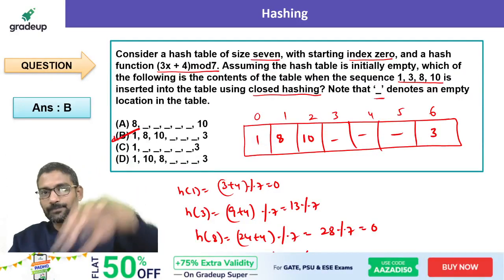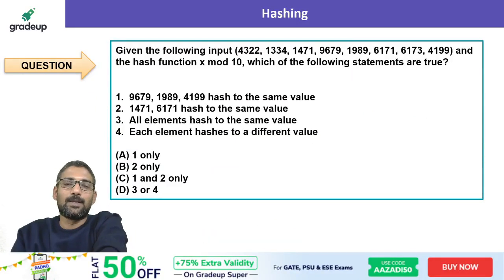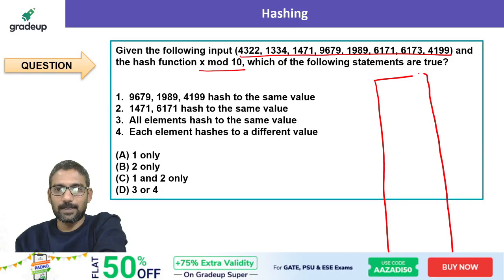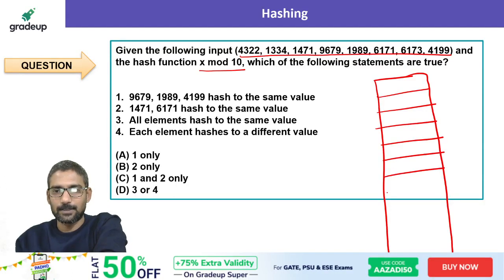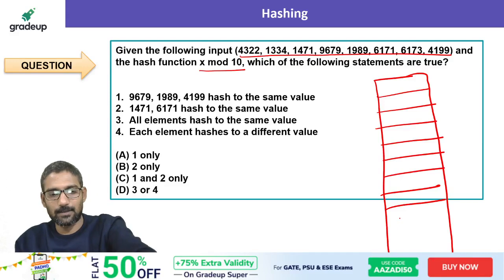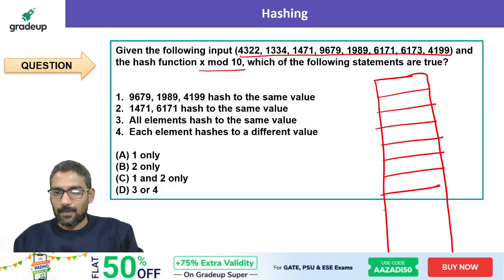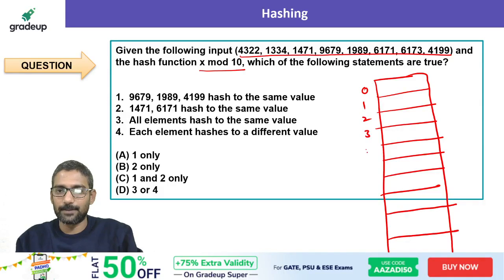Okay, last question of the day. Consider the following input, with hash function x mod 10. Which of the following statements are true? First let us draw the table with 10 buckets, numbered from 0 to 9.